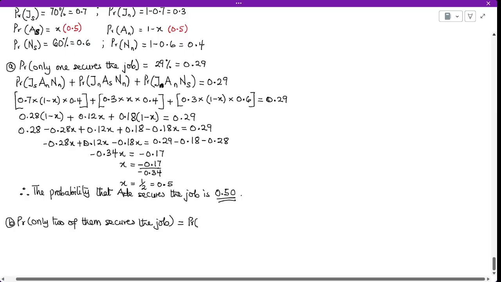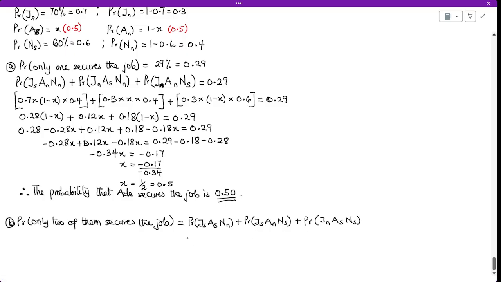We're going to have the probability that, let's say first, John secures the job, and then Ade secures the job. There's only two of them. That means Ngozi will not secure the job, right? We can also have another possibility where John secures the job, Ade will not secure the job, but Ngozi will secure the job. So here it is only John and Ngozi, right? Then we can have the third possibility where John will not secure the job, but then Ade and then Ngozi will secure the job. So at every point in time, we have two people securing the job. This is what they are talking about, okay?